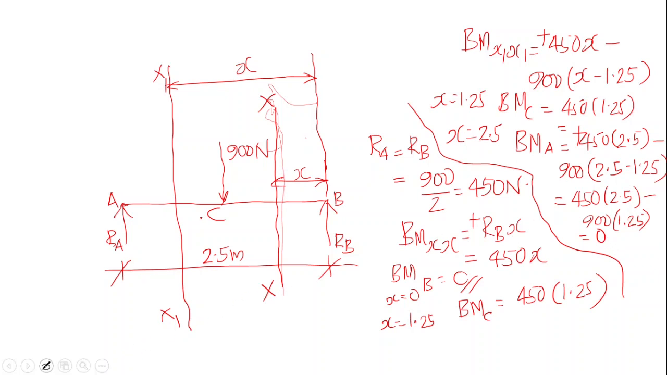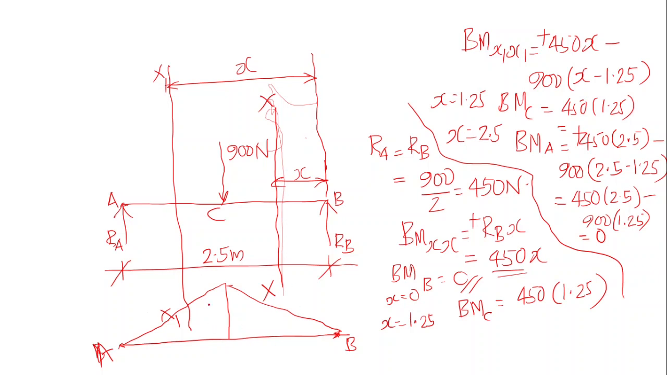Then we can draw the bending moment diagram as this one. Bending moment at B is equal to 0. Then the bending moment at C is the maximum value, and that variation is linear. Then again the bending moment at A is equal to 0, and that variation is also linear.